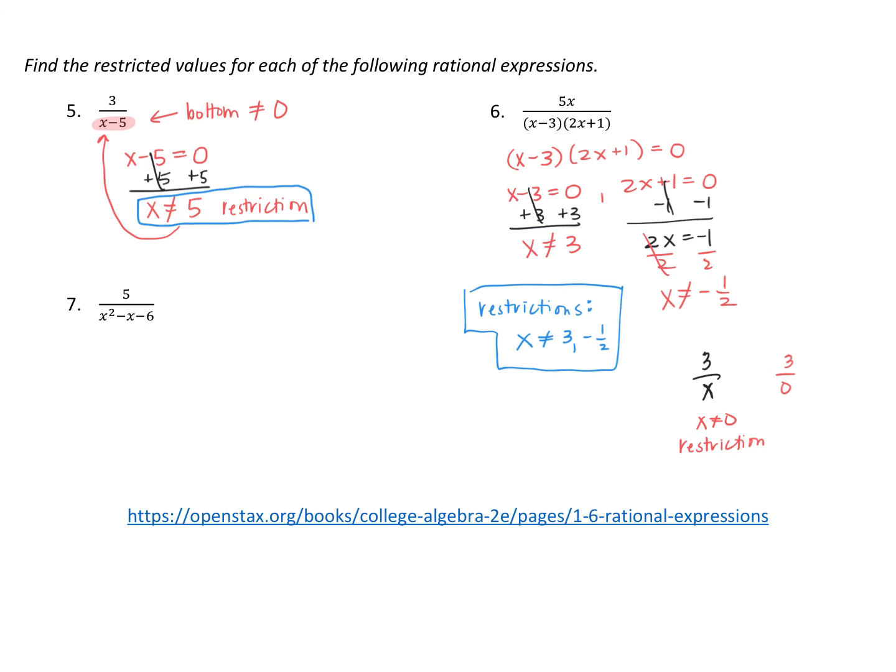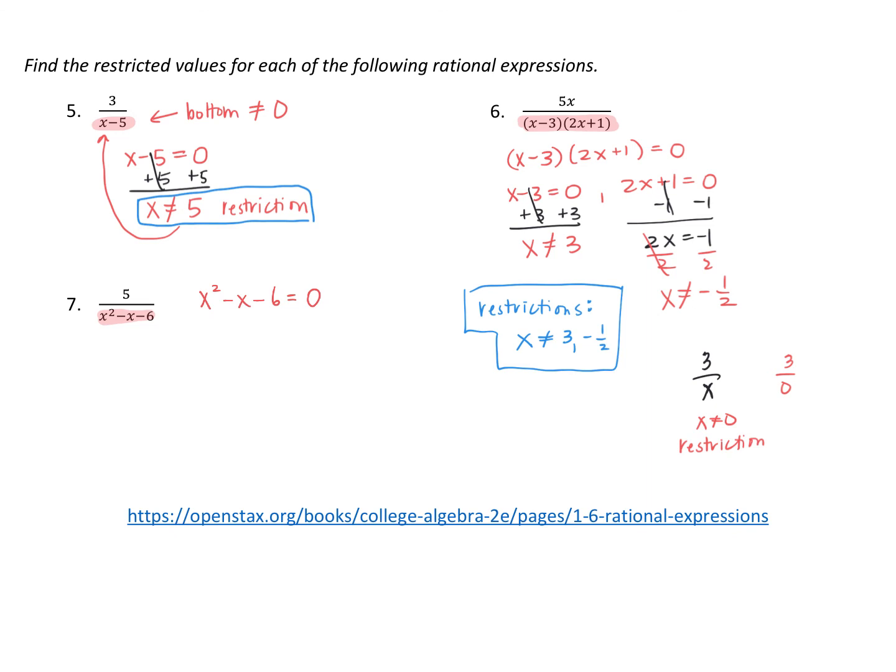And then finally, number 7, same thing. So it doesn't matter what the denominator looks like. And notice that I don't even care about the numerator. If I'm talking about restrictions, I'm only looking at the bottom, the denominator. So no matter what the denominator is, it's the same process every single time. I set the denominator equal to 0 and solve.